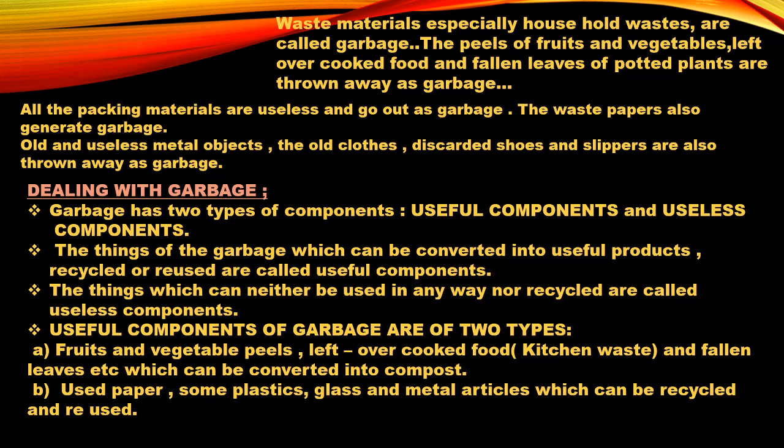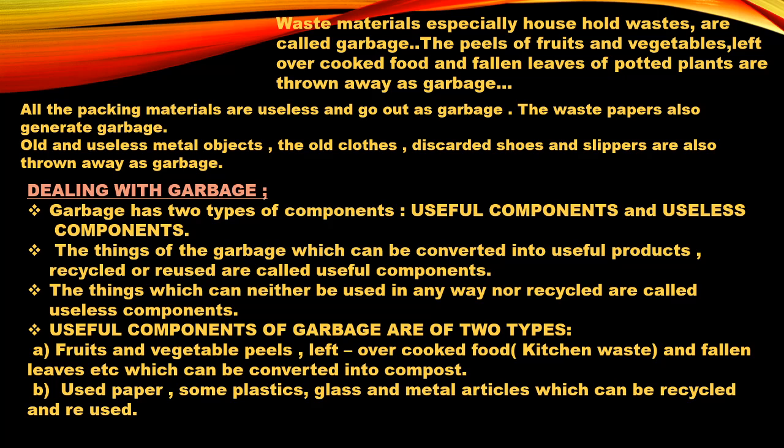Now, the useful component of the garbage can also be categorized into two types. First is fruit and vegetable peel and leftover cooked food, which can also be called kitchen waste, and also fallen leaves, etc. They can be converted into compost. Now what is compost? That is the manure we give to the plant. And other substances like used paper, some plastic, glass and metal articles can be recycled or reused.